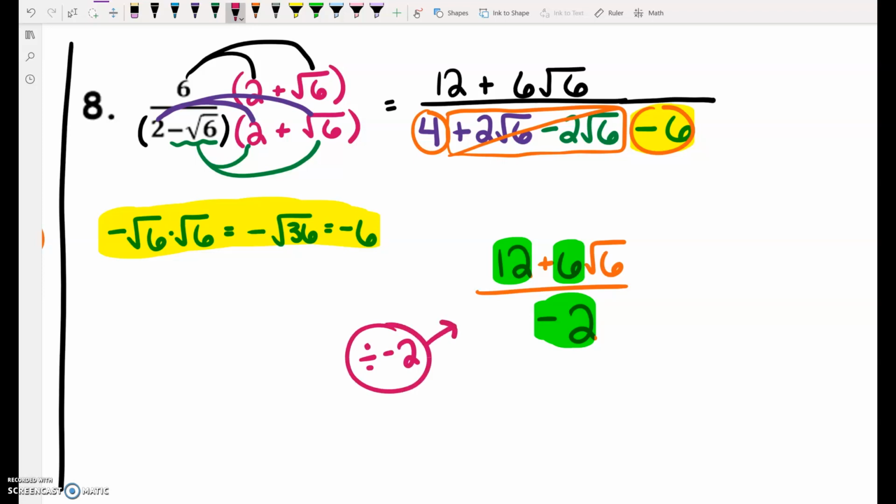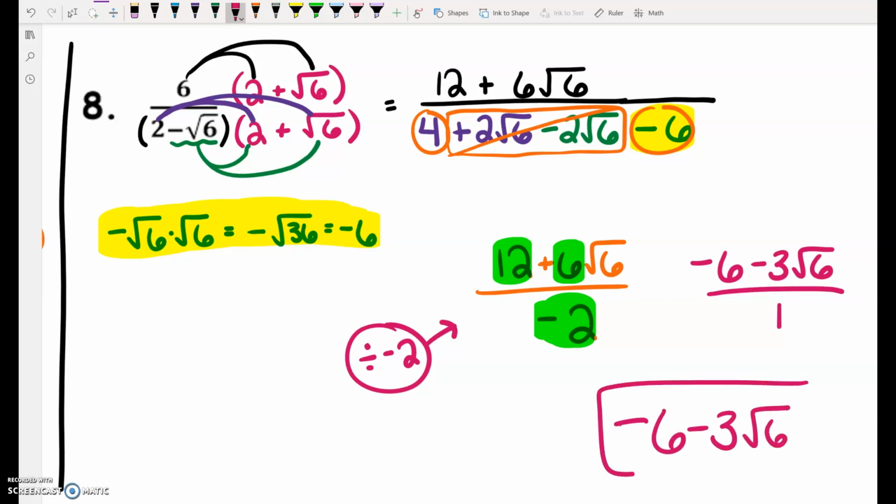12 divided by negative 2 is negative 6. 6 divided by negative 2 is negative 3. You can't touch the radical because it's stuck under a radical. And then on the bottom, negative 2 divided by negative 2 is 1. We no longer need the divided by 1, so our final answer is just negative 6 minus 3 times the square root of 6.